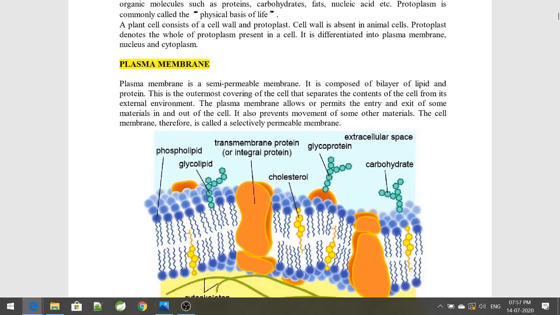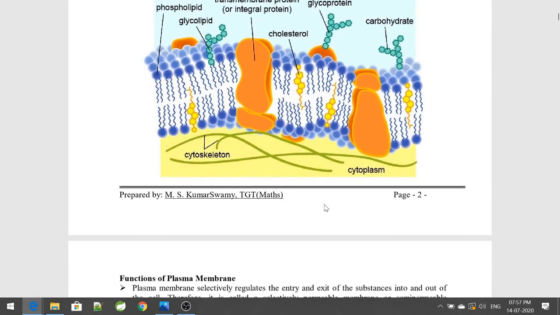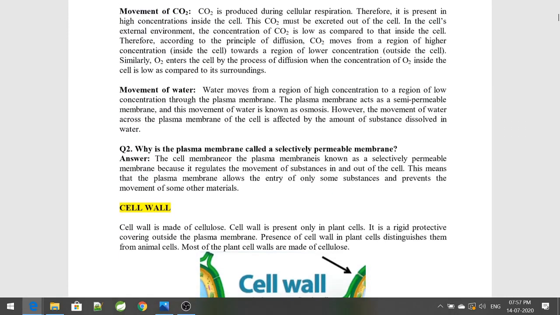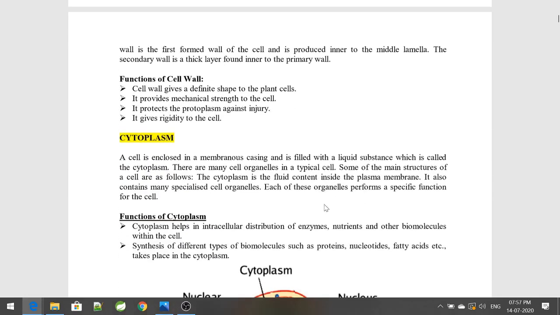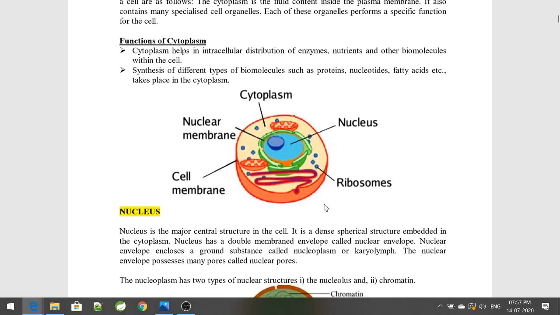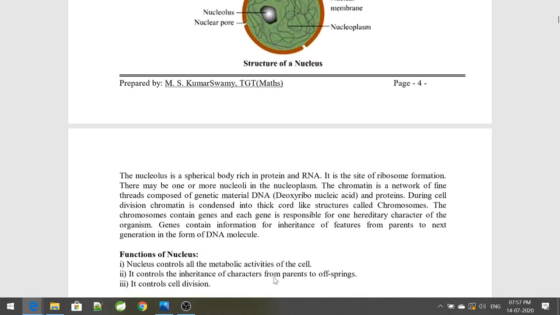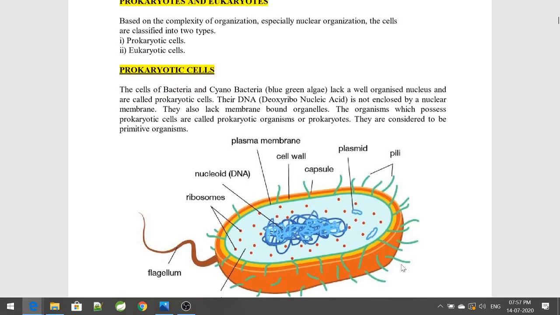Protoplasm, plasma membrane we have seen, no? So with this you can understand all the functions of the plasma membrane, how well it works. Function of plasma membrane. These are some questions. Cell wall in the plant cell. Okay, function of cell wall. Cytoplasm. What is cytoplasm? Here is another diagram of a cell. Nucleus. Structure of nucleus, function, everything.